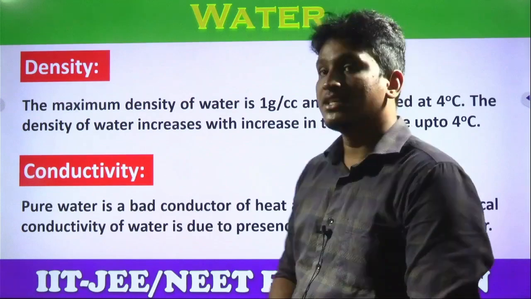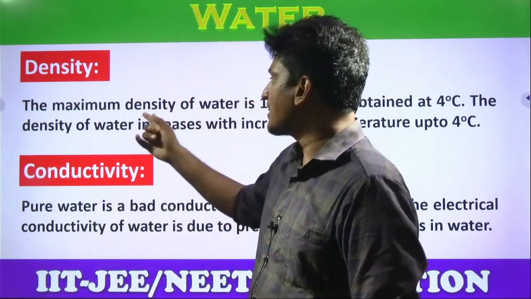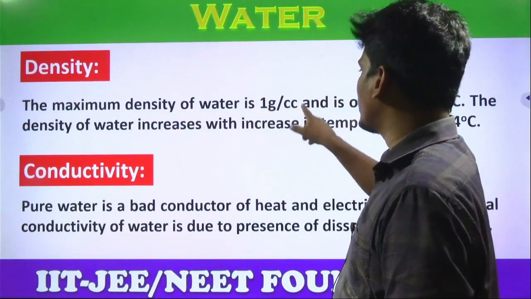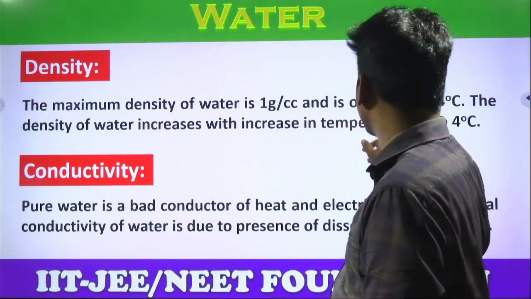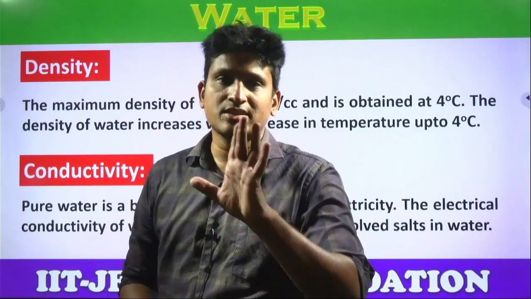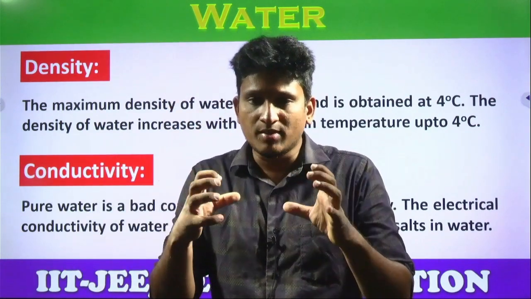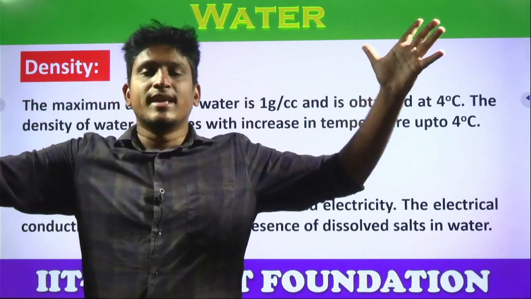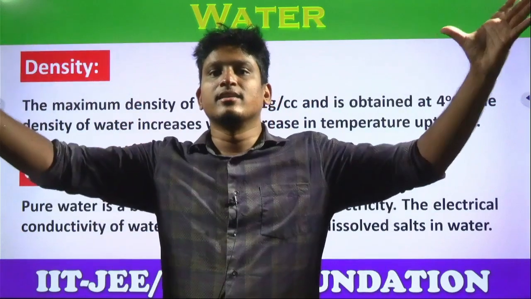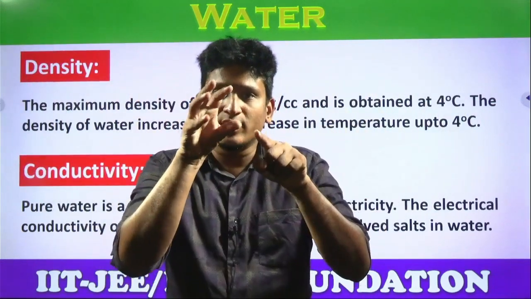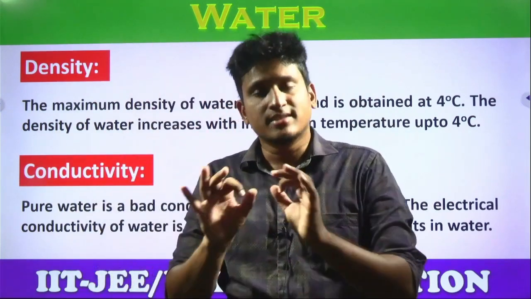So next, density. What is density? Mass per unit volume is called density, students. So the maximum density of water is 1 gram per cubic centimeter and it is obtained at 4 degrees Celsius. In general, students, there is a concept here, listen. If you increase the temperature, water molecules gain energy and they expand. If they expand, the number of molecules per unit volume increases or decreases? Less. If molecules are less, the density should be less, yes or no? That is correct. The concept is correct.